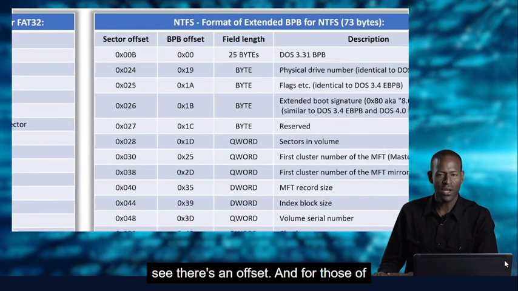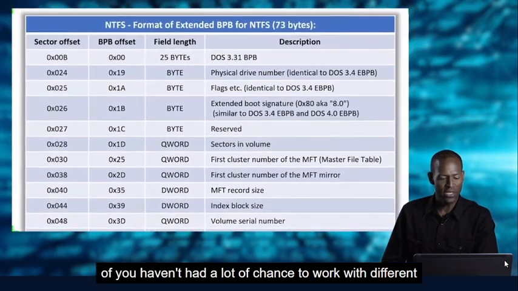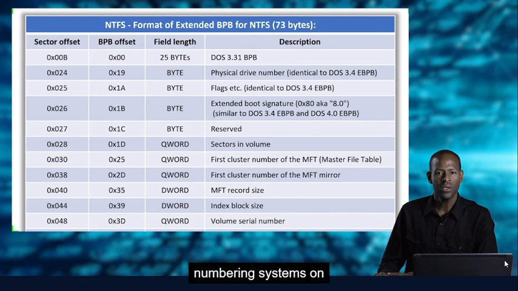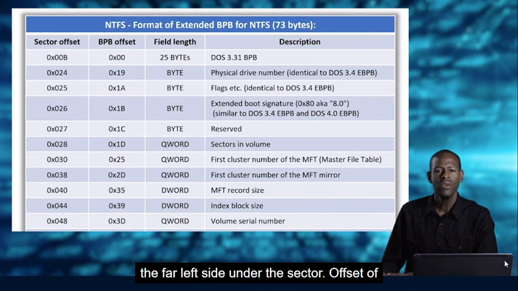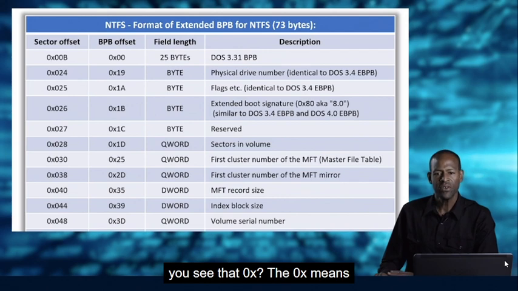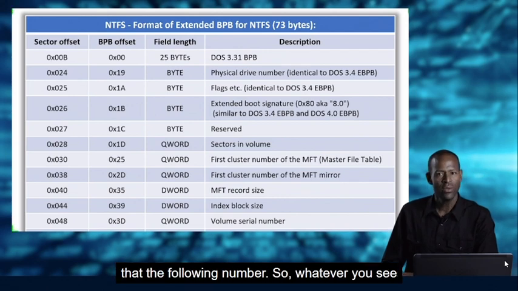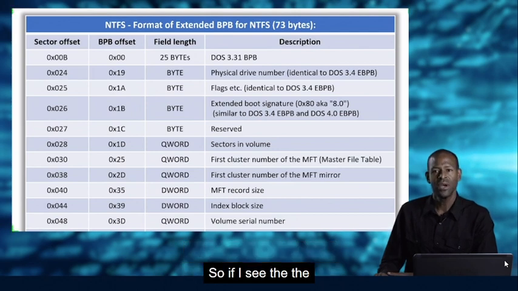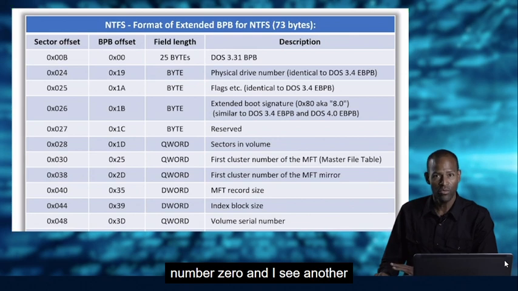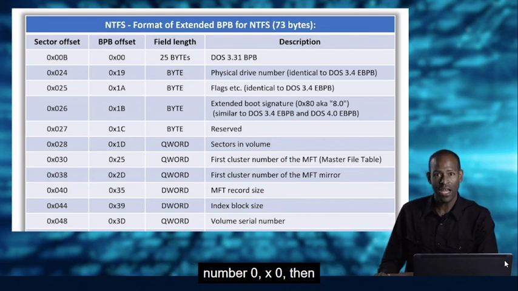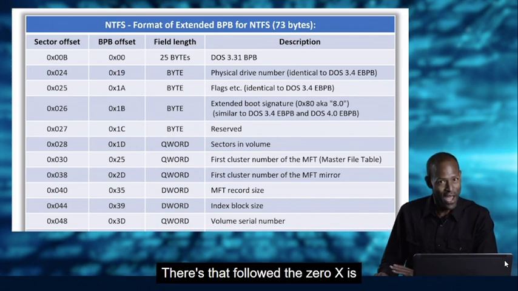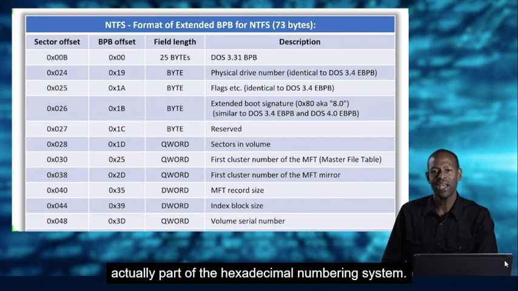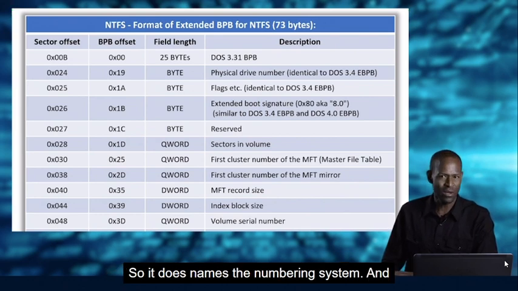So we see there's an offset. And for those of you who haven't had a lot of chance to work with different numbering systems, on the far left side under the sector offset, you see that 0x. The 0x means that the following number, so whatever you see after this, is hexadecimal. So if I see the number 0, and I see another number 0x, 0, then I know that the 0 that follows the 0x is actually part of the hexadecimal numbering system. So it just names the numbering system.